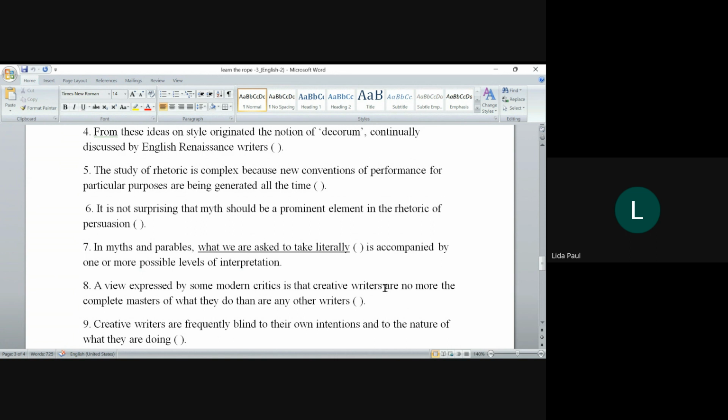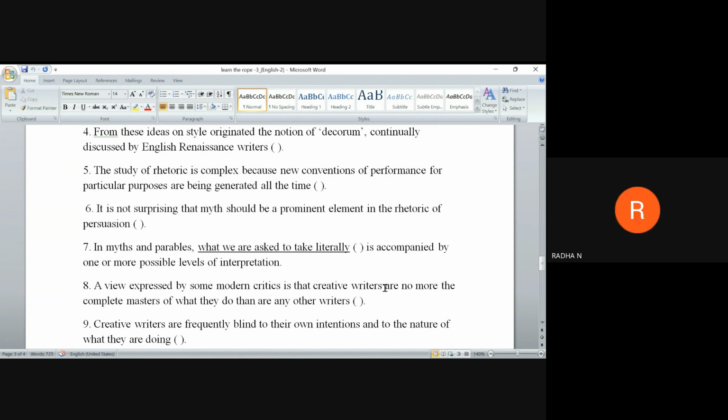It's directly occupying the subject position. So, if something occupies a subject position, then what has it to be? Something that functions like a noun or a pronoun, right? Nominal function, because subjects always have either a noun or a pronoun or something that can do the nominal function, right? Can you replace it with something dash is accompanied by one or more possible levels of interpretation?